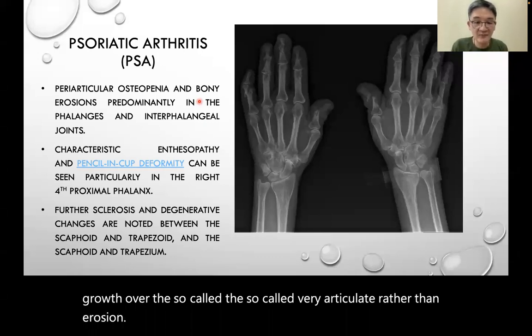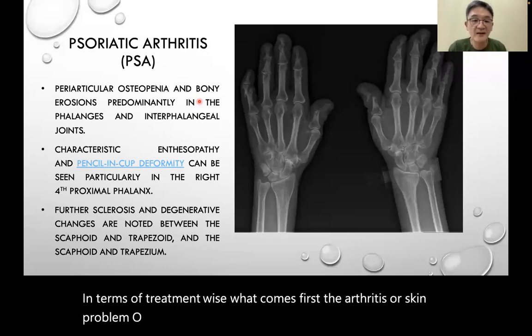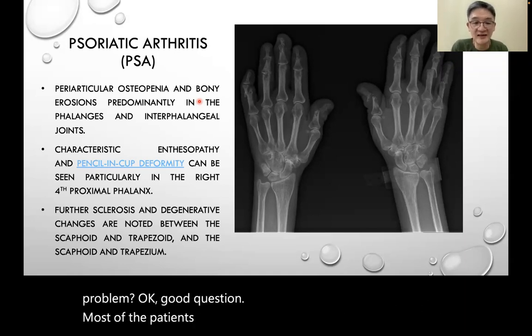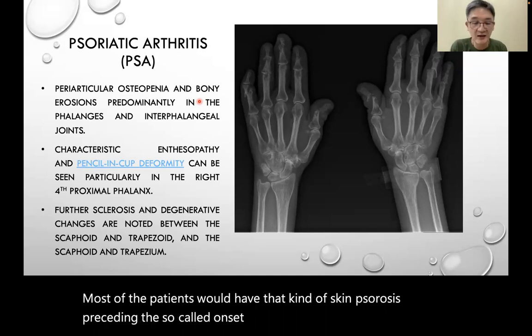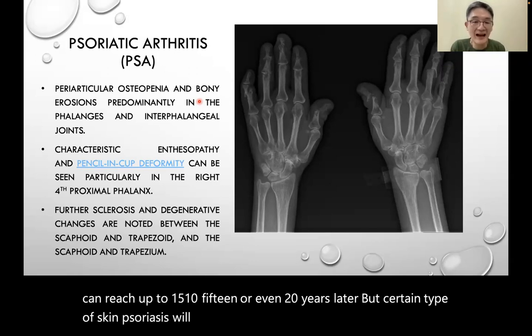Okay. In terms of treatment-wise, what comes first? The arthritis or the skin problem? Okay, good question. Most of the patients will have skin psoriasis preceding the onset of arthritis, and the gap can reach up to 10, 15, or even 20 years. But certain types of skin psoriasis will predispose to a higher risk of psoriatic arthritis.